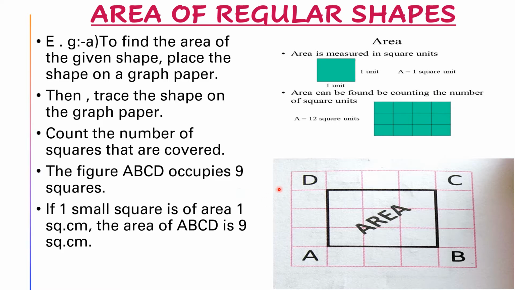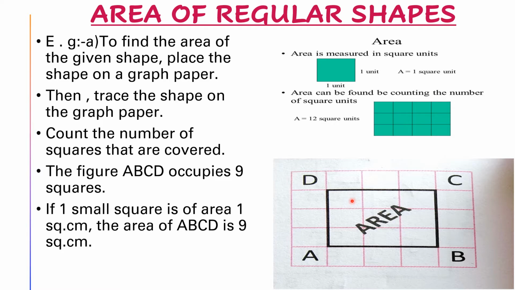Children, to find the area of a regular shape, count the number of squares that are covered in this shape. As you can see in the picture, the shape ABCD consists of many small squares. So count the number of squares that have been covered inside the given shape. 1, 2, 3, 4, 5, 6, 7, 8 and 9. The figure ABCD occupies 9 squares.